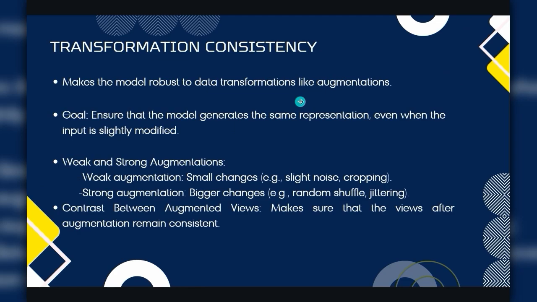The third key component of their framework is transformation consistency. This is crucial for learning representations that are invariant to certain transformations of the input data. They implement this using an approach inspired by time series transformation consistency contrastive learning. Here is how it works.